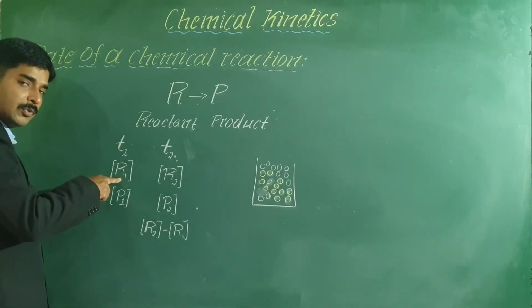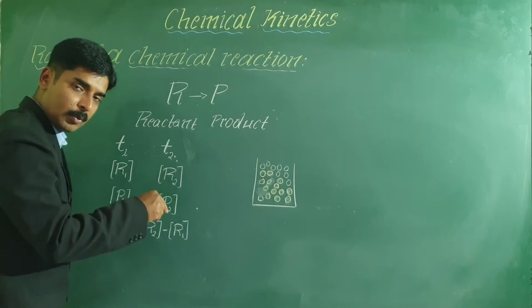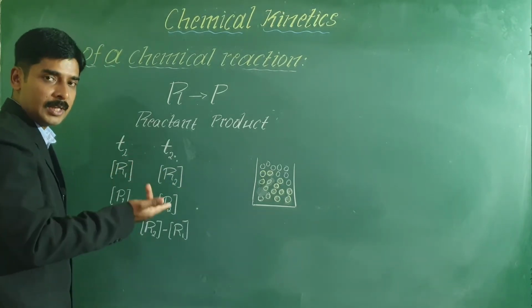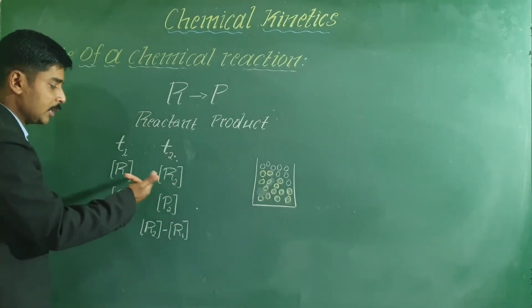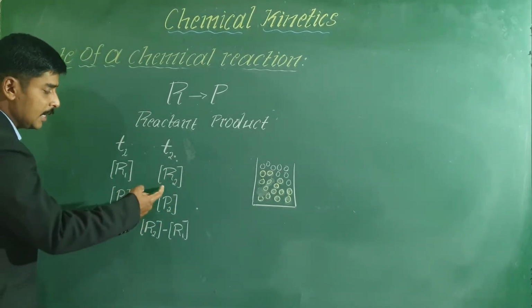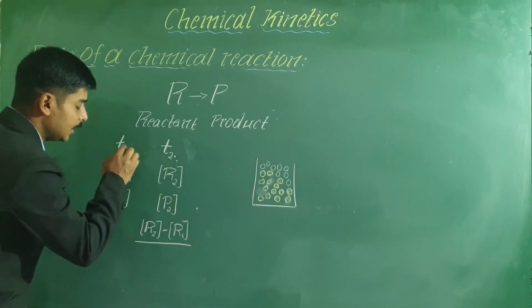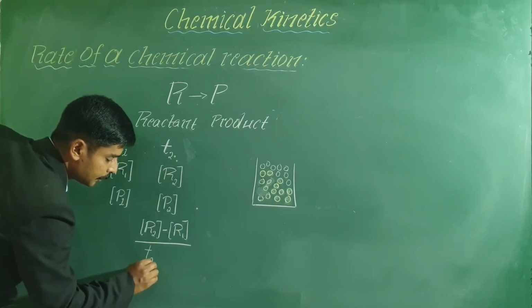If it was 5 molar, and it has become 2 molar, what is the change? How do you find the change? That is 5 minus 2, that is 3. So here also the change in concentration of the reactant is R2 minus R1. What is the change in time? The change in time is T2 minus T1.